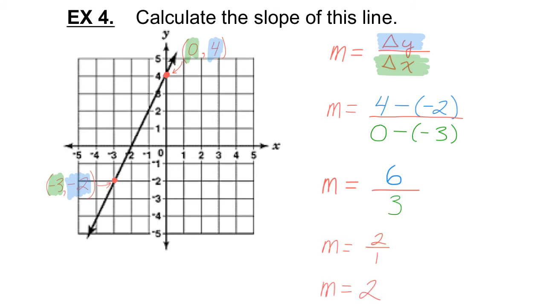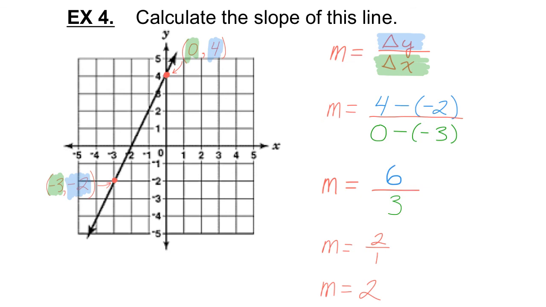Things to keep in mind: if for my delta y, I'm starting with this one and subtracting this one, I have to do it in the same order when I'm calculating delta x. So I wouldn't do 4 minus negative 2 on the top and negative 3 minus 0 on the bottom. That wouldn't work. It has to be in the same order. If this is the first point I'm using, it has to be the first point I'm using in both the delta y and the delta x calculation. Otherwise, you're not going to get the correct sign on your slope.